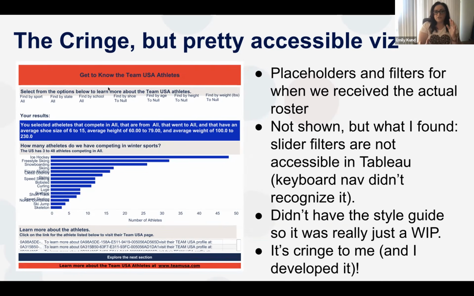What I tried to do, just pointing out a few differences, I have some instructional language here, like select from the options below to learn more. Here are your results. You selected athletes that compete in, right now it's all. How many athletes do we have? Click to learn more. There's going to go a link to their athlete profile page on Team USA. And then this was a navigational view where they could dig in deeper if they wanted to. It's very blocky. That's how I think of it. It's very blocky. It's very cringe.